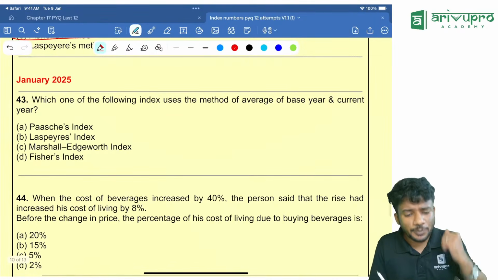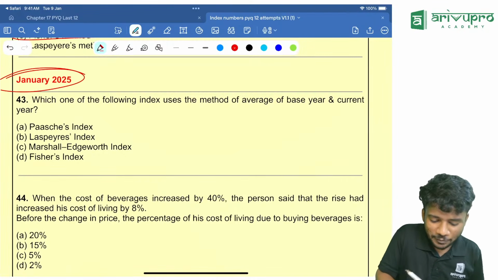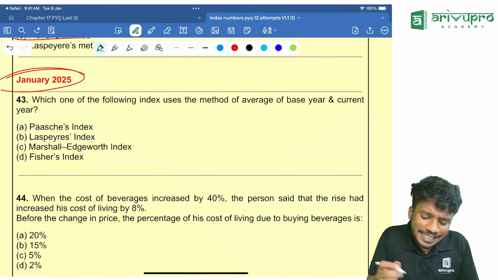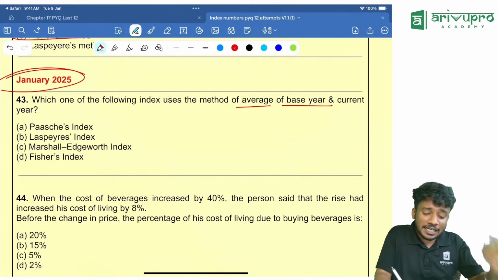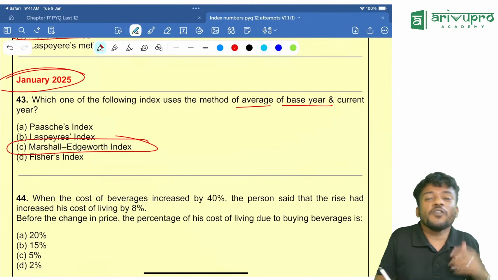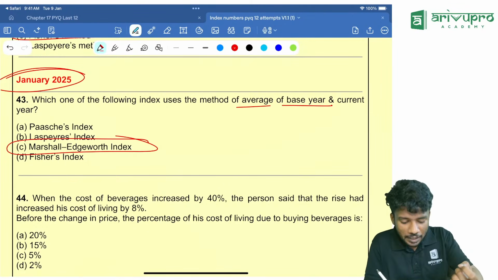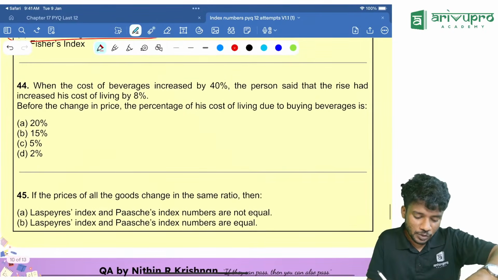Then Jan 2025, we are coming to this year. Which of the following index uses the method of average base year and current year? Again and again it is getting repeated, people. Where is the average happening? In Marshall-Edgeworth index it is happening.